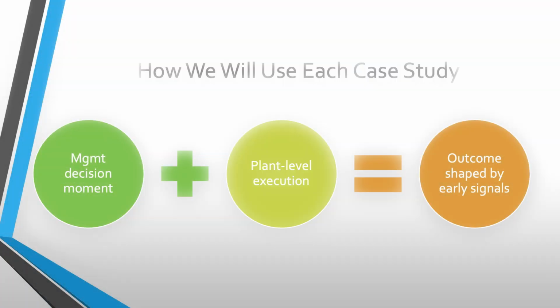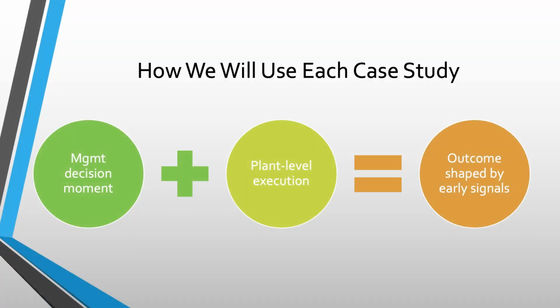So how I'm going to use each of the scenarios. One, it's going to start with what's the management decision moment? What are the early items that were decided that are going to shape what's to come? Second, we'll see how that translates into plant level execution. Not to critique individuals, but how those signals that the plant is given are translated into day-to-day behavior. And then finally, we'll look at the early signals, those quiet indicators that will determine the outcome.